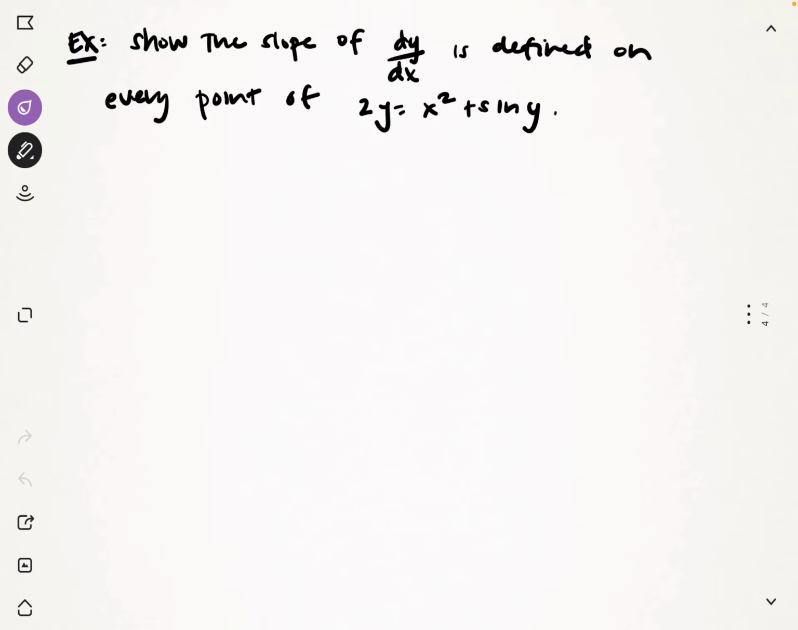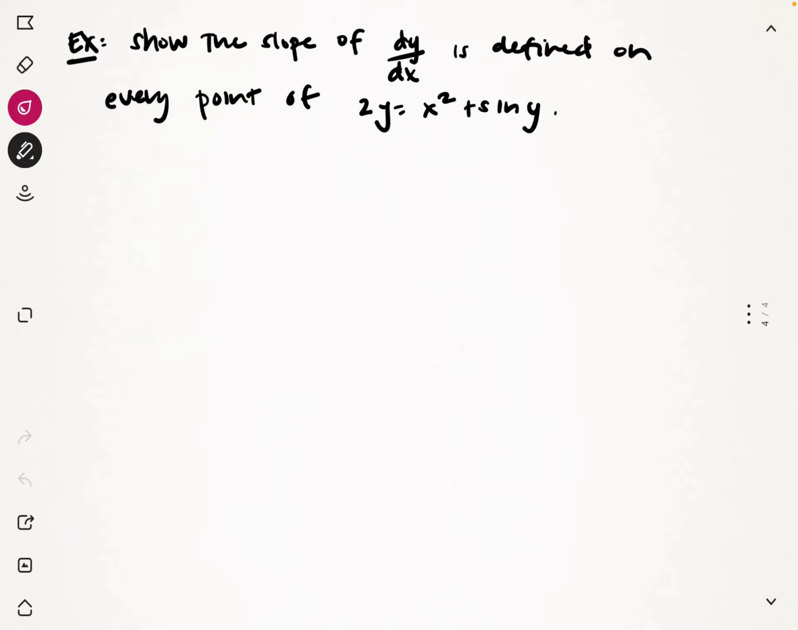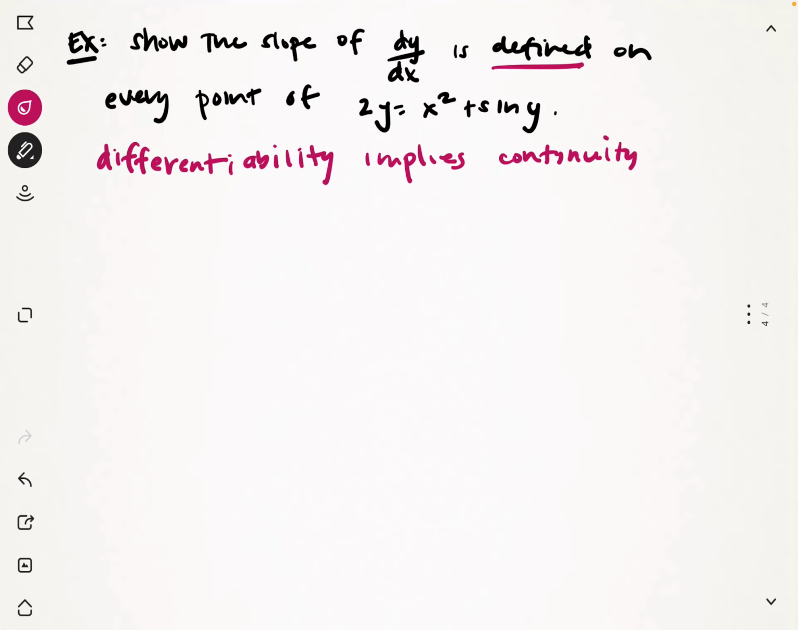Okay, last one. This one says, show the slope dy/dx is defined on every point of 2y equals x squared plus sine y. So this one goes back to that idea of differentiability implies continuity, right? Because it says is defined. So if it's continuous, every point is going to be defined.